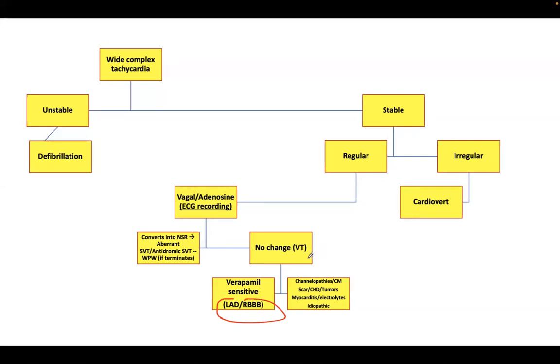Otherwise, if you have VT in pediatrics, not your typical left axis right bundle branch block, sometimes it's because of channel inherited arrhythmia, cardiomyopathy, there's a scar, there's congenital heart disease, tumors, myocarditis, electrolytes, or idiopathic. These are your main differential, okay?